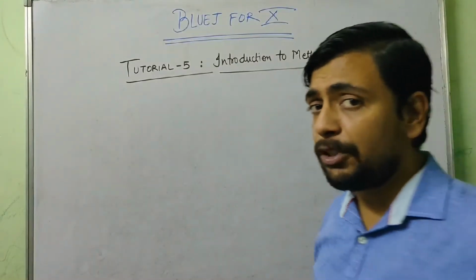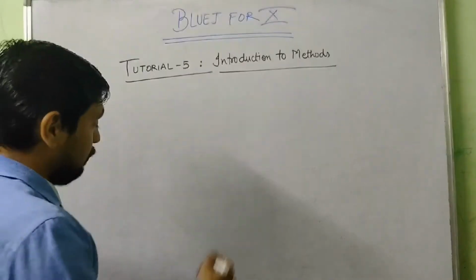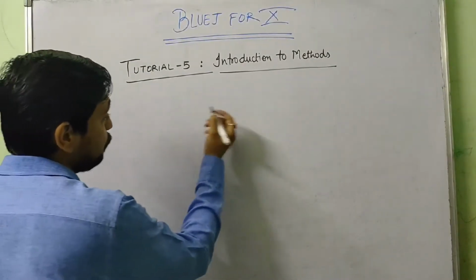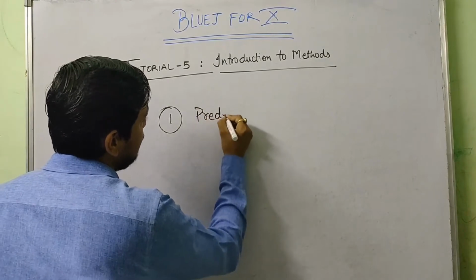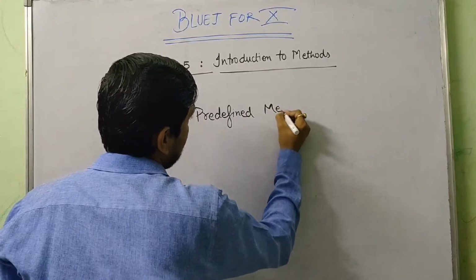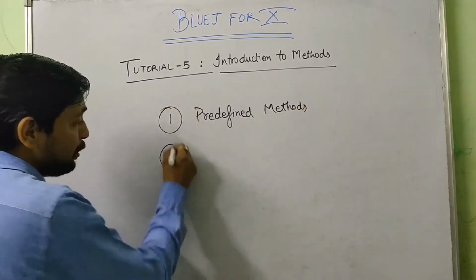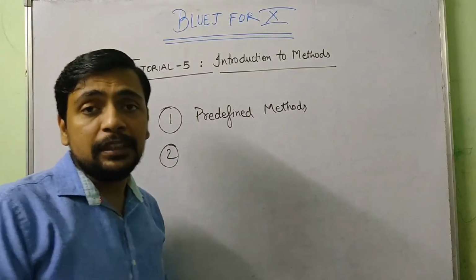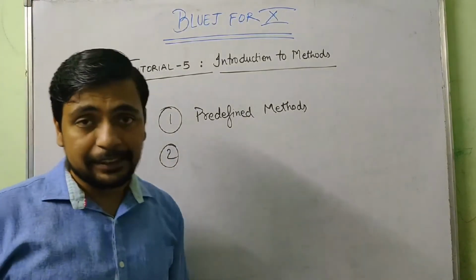There are two types of methods in programming. There are two types of methods in Java if you are talking about Java. So what are the two types? The first one is predefined methods. As the name suggests, they are already defined in the language. The programmers who have created the Java library, they created these methods.